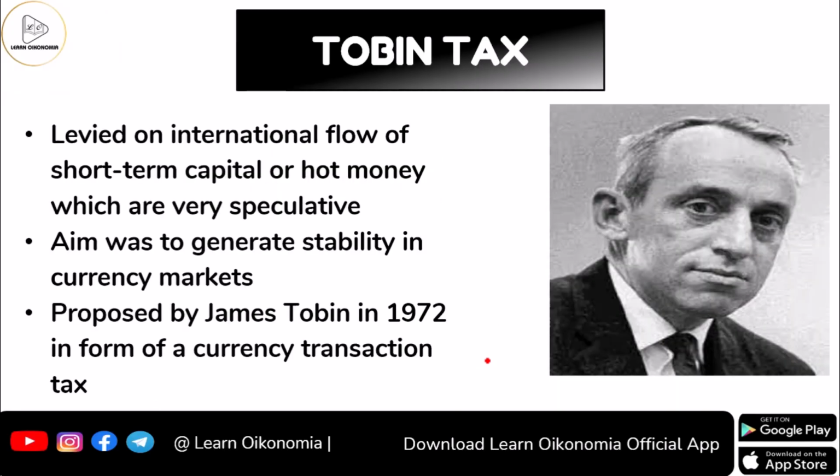You could see that the idea of Tobin's tax was proposed by James Tobin, and it was in the year 1972 that he formulated the idea of Tobin tax. He proposed this particular concept in the form of a currency transaction tax. So it would act as a currency transaction tax. So what does it mean by currency transaction? It is actually a kind of process or method that involves transaction of currency.